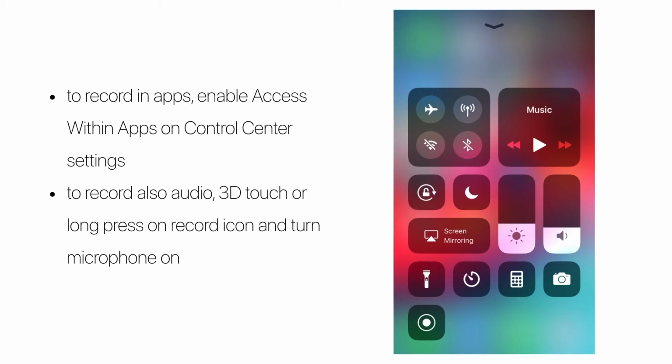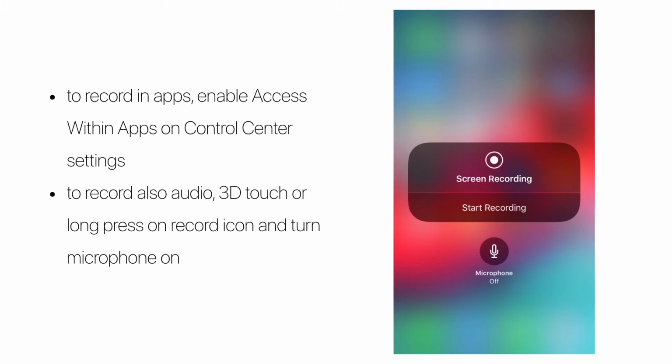If you want also record sounds, open Control Center and 3D touch or long press on record icon and tap on microphone icon to turn it on. Bear in mind that this option records all of the sounds around you.